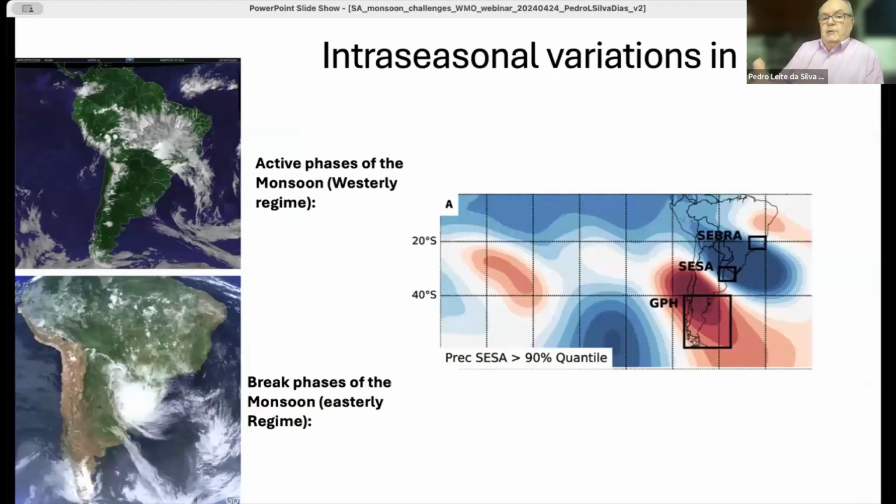Intraseasonal variability has a lot to do with the breaks in the rainy season. In active phases of the monsoon, you have the westerly regime; in break phases, you have the easterly regime. And most of the studies show that there's a strong connectivity to the Rossby wave train emanating from the South Pacific.